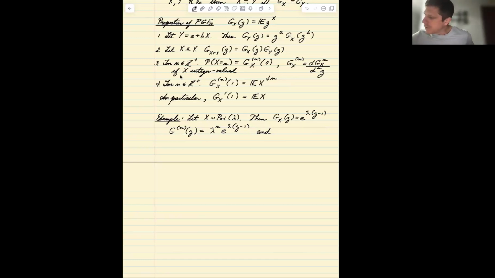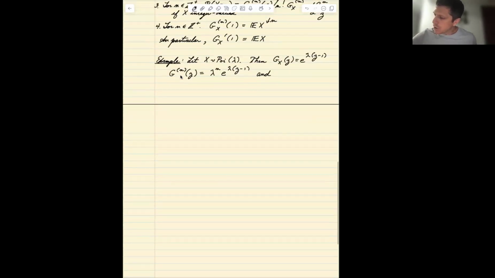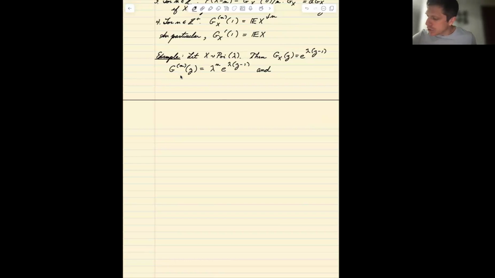Okay, this is off, I'm sorry, this is a typo up here. The probability that X equals n is the nth derivative of G evaluated at 0 divided by n factorial. You have to divide by n factorial. So now let's use that in the case of the Poisson. Evaluate this at 0, and we get lambda to the n times e to the lambda (0 minus 1), which is lambda to the n e to the minus lambda.